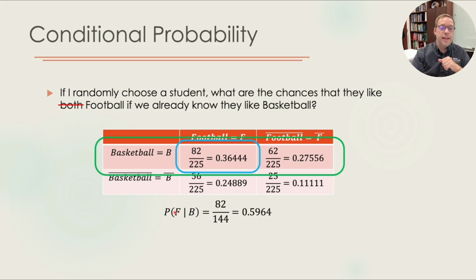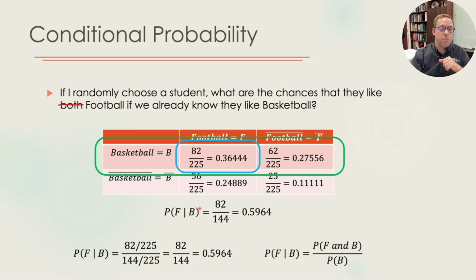Okay. Now, we just put in the counts. We didn't actually deal with probabilities. Let's put in probabilities. Put in what's actually in these cells. You have 82 out of the 225 people who like both football and basketball. But 144 people out of the total of 225 like basketball. Okay, and that simplifies to what we got earlier.